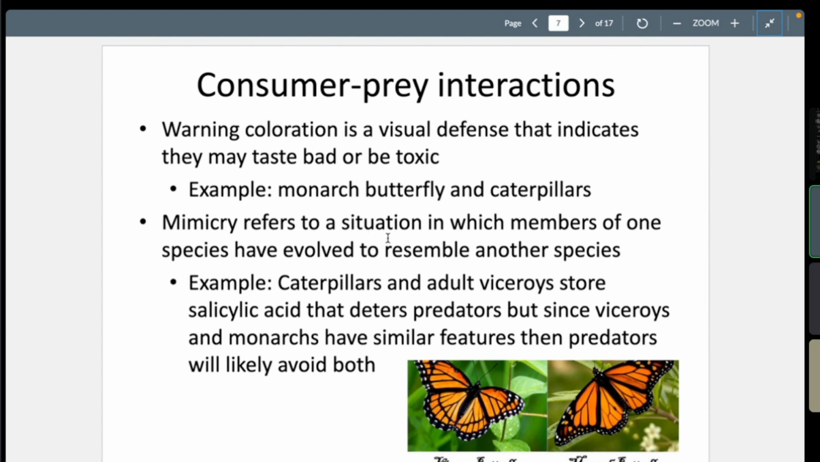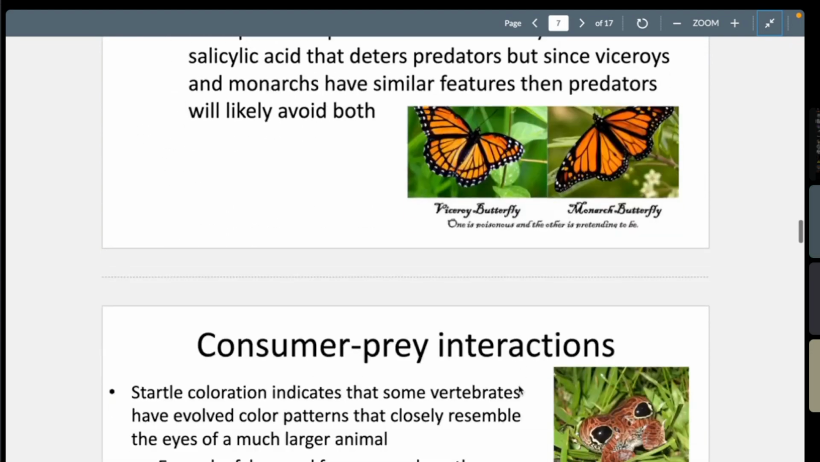Mimicry also refers to a situation in which members of a species evolve to resemble another species. Caterpillars and adult viceroys store salicylic acid that deters predators, but since viceroys and monarchs have similar features, predators will likely avoid both. This viceroy butterfly looks like this monarch butterfly because the monarch doesn't taste good and can be toxic. The viceroy adapts itself to look similar to the monarch, so its predators cannot tell the difference.